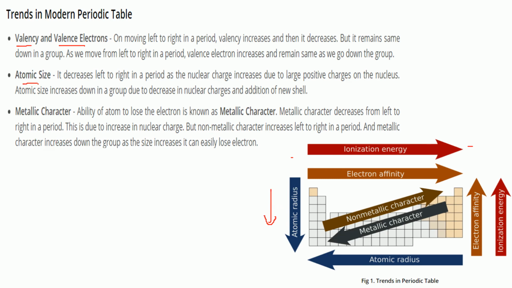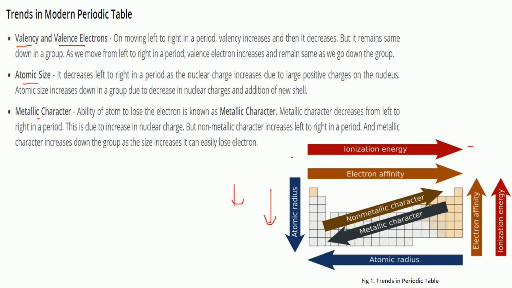The atomic size of the element decreases from left to right in a period as the nuclear charge would increase, because of the large positive charge on the nucleus. Atomic size increases down a group, because there is a decrease in nuclear charge and there will be addition of a new shell.